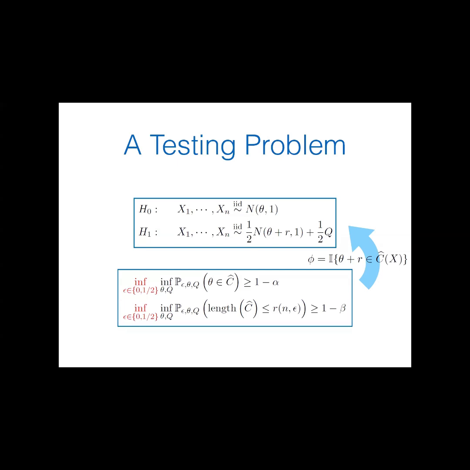So R is a number. Okay, so here R is just a number, right? But the goal is to try to find the smallest R such that you can distinguish null and alternative. And that smallest R is going to be a function of the sample size. So in the end, we will try to derive the optimal rate of R as a function of N so that the problem can be solved.